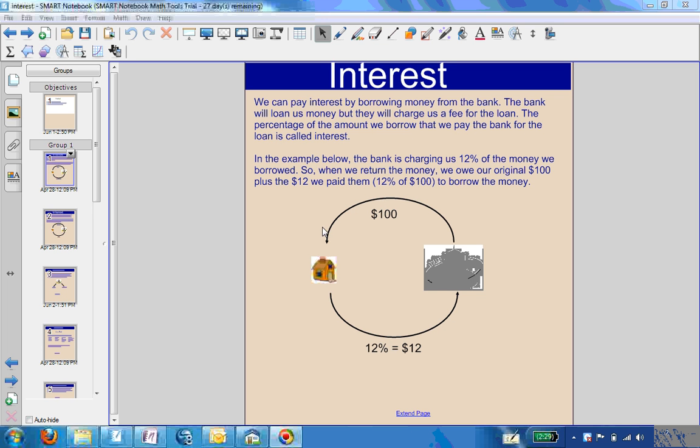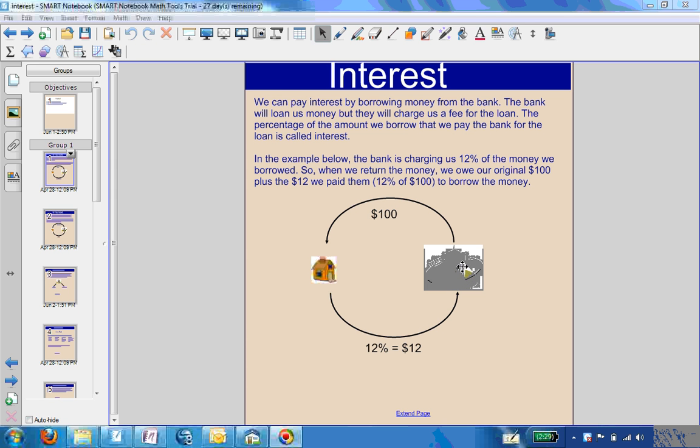In this section, we're going to talk about interest. So let's start by learning what interest is. In this picture, we have a home and a bank, and we're going to talk about us being the home and the bank being a place where we can either take money out of or put money in.